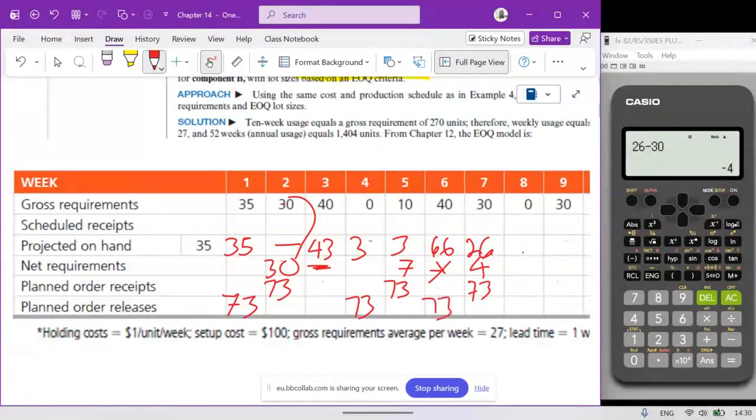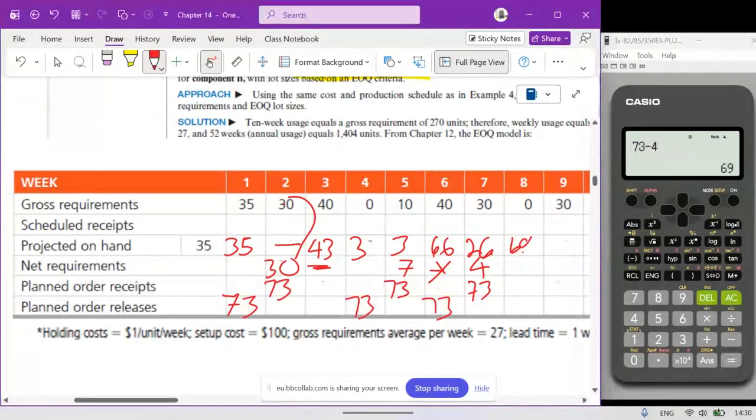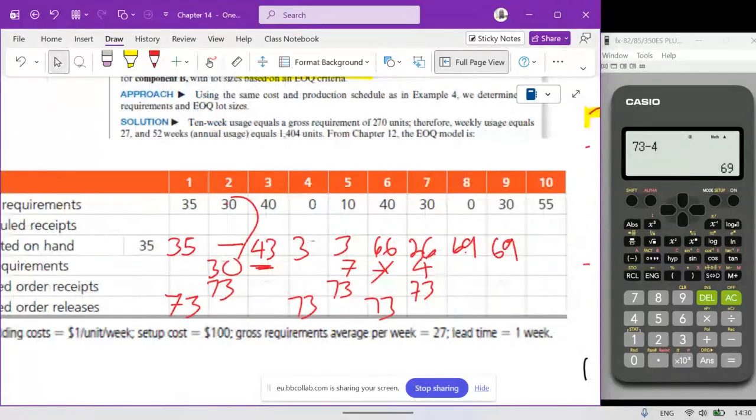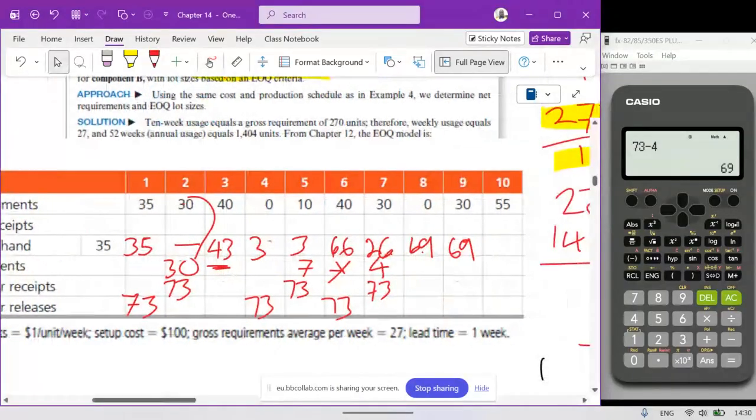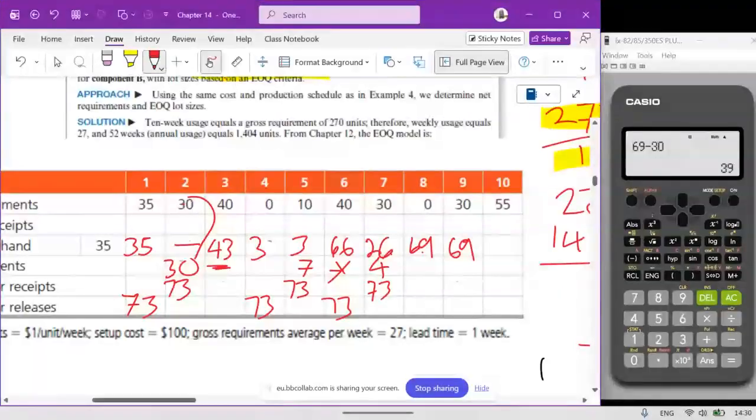a fixed amount. Right? So now we're going to say 73 minus 4. Then we get a 69. 69, we put it there, we carry it over. 69. You see that? Okay. Then 69, what we have, minus what we don't have, 8. Then we get a 39.